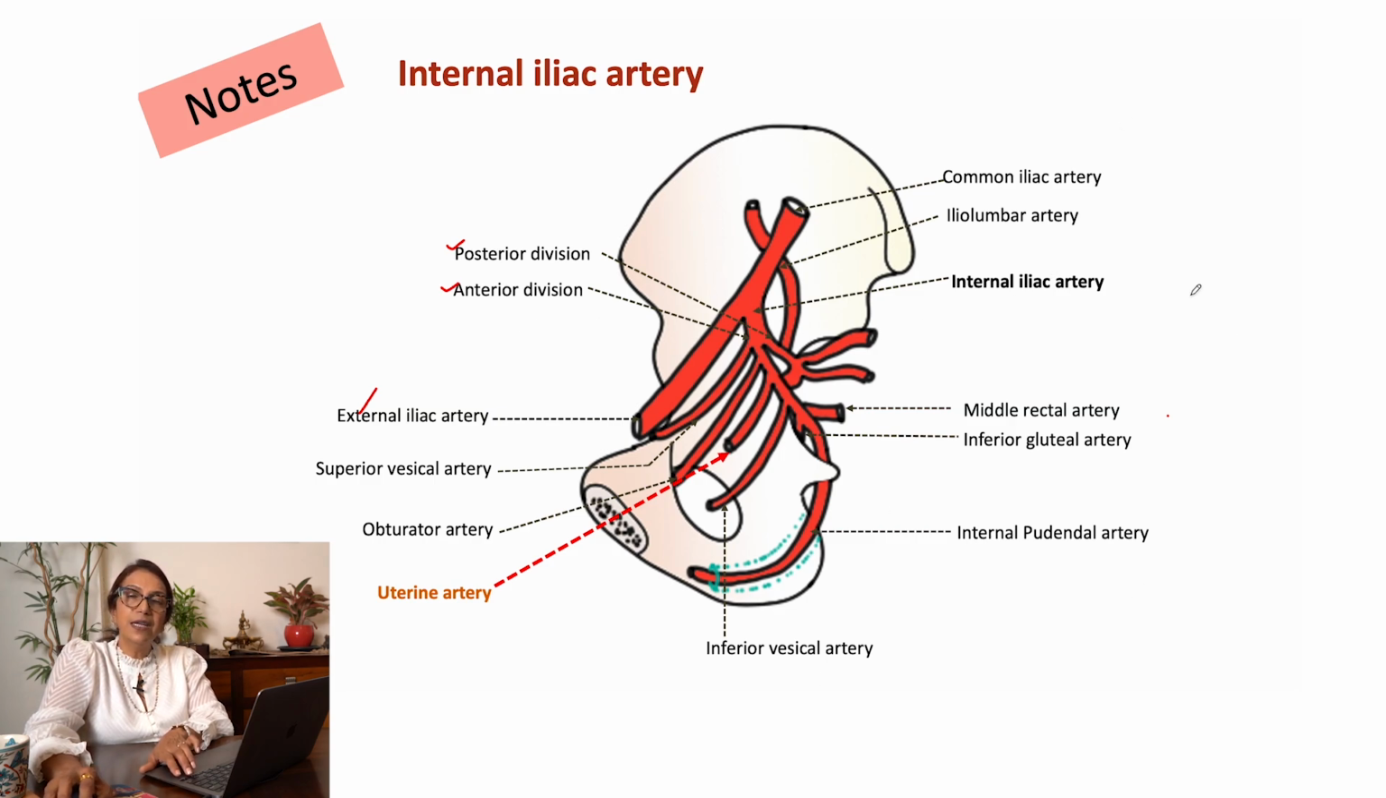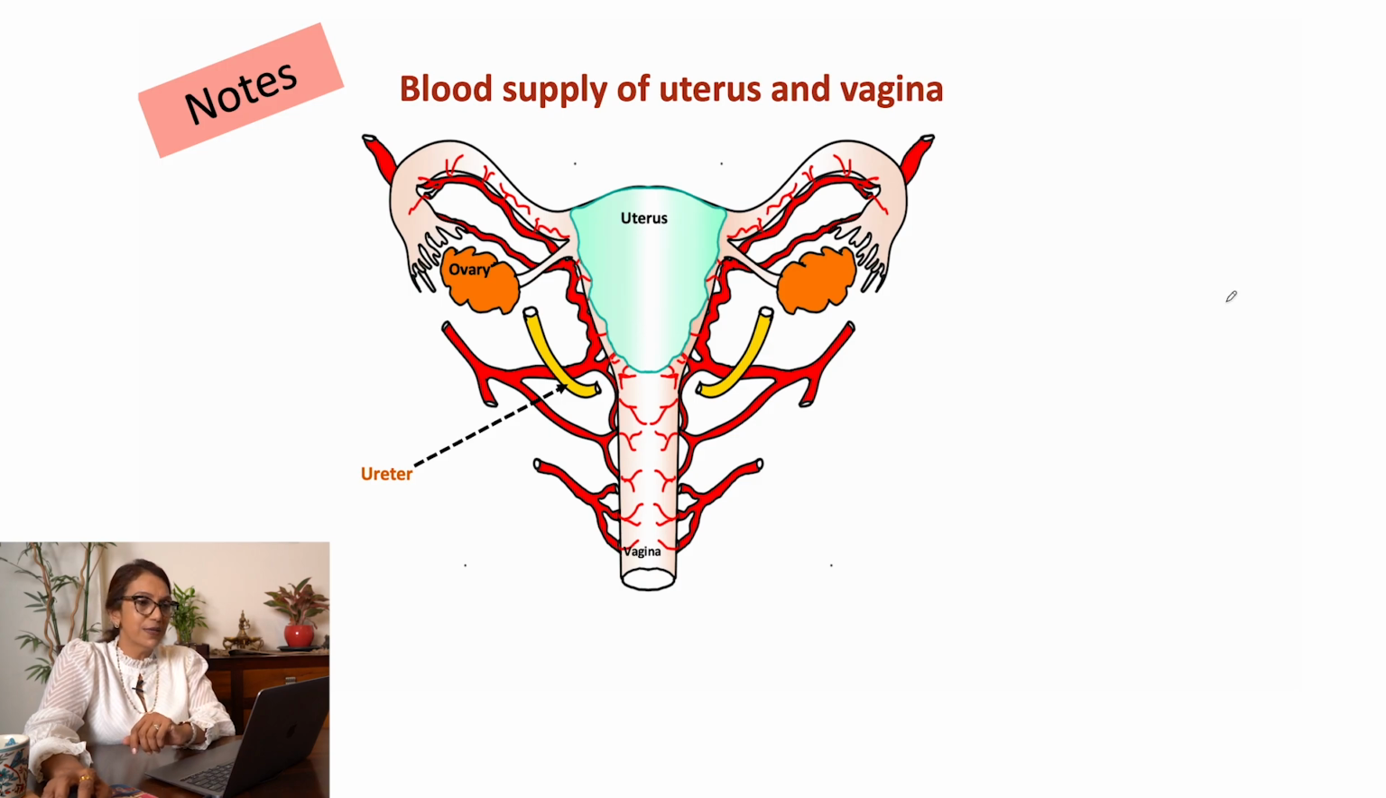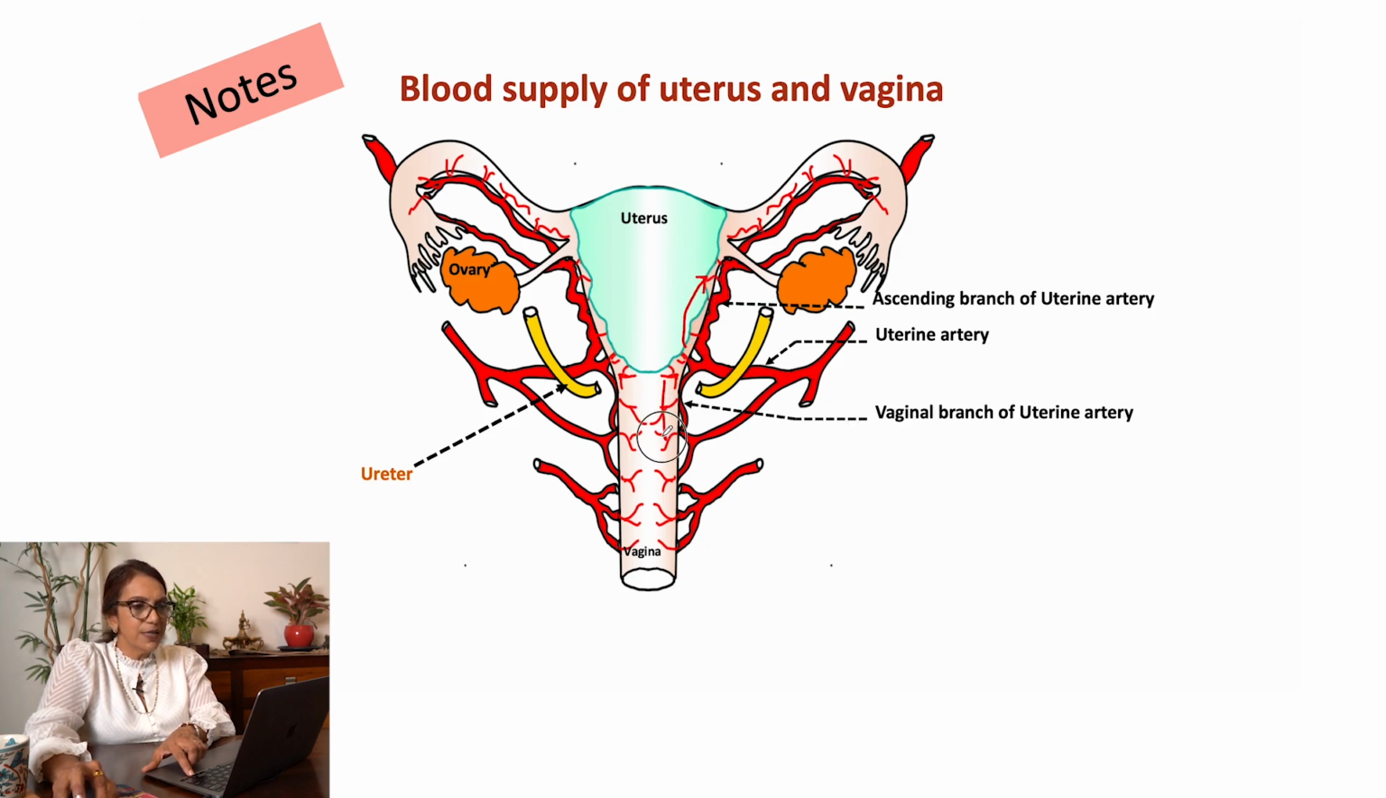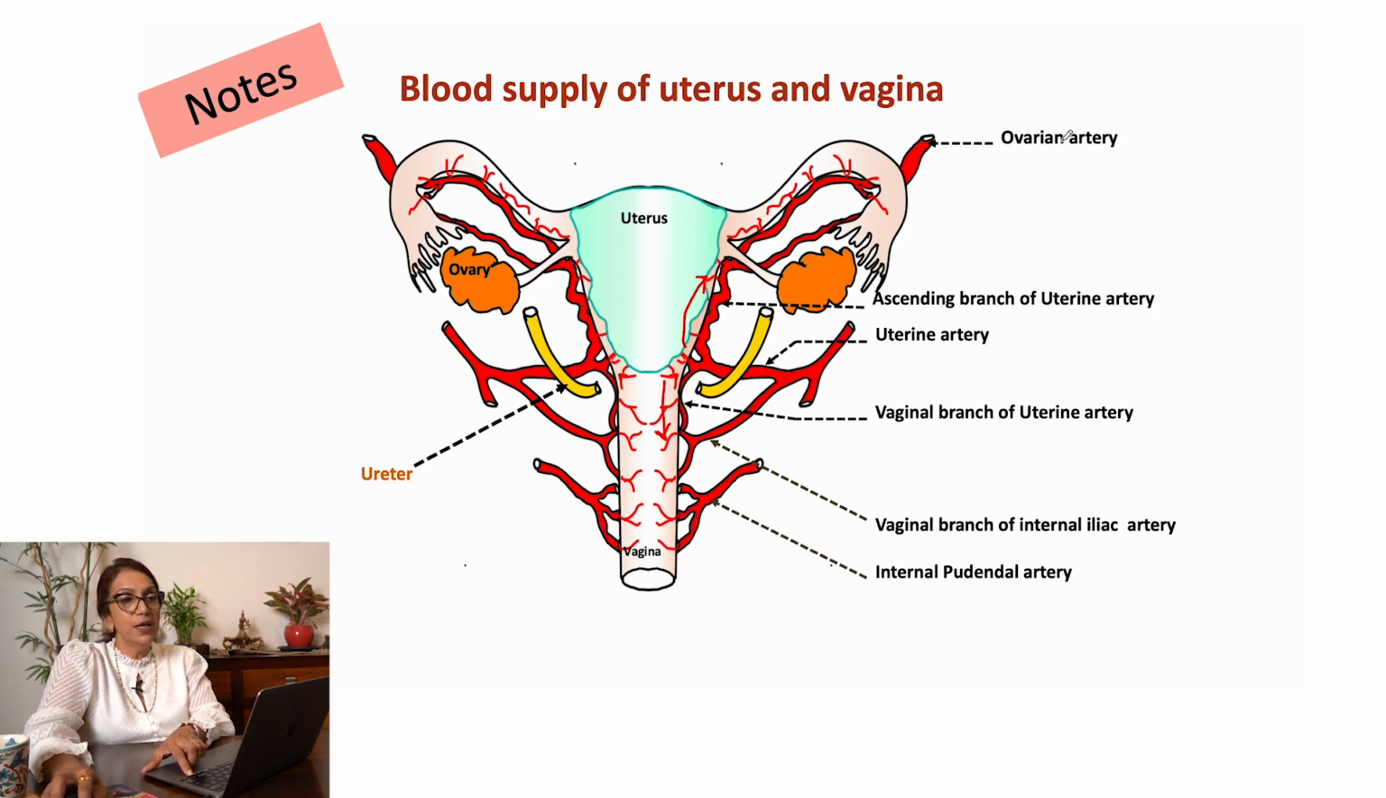Did you see ovarian in this? No, you didn't. Note. Let's go to the further discussion of the same. Here you are seeing the uterine artery giving rise to an ascending branch which is supplying this side of uterus and a descending branch which is the vaginal branch supplying the vagina. Assisting here is the vaginal branch of internal iliac and branches of internal pudendal. All are supplying the uterus along with ovarian artery, a branch of abdominal aorta.